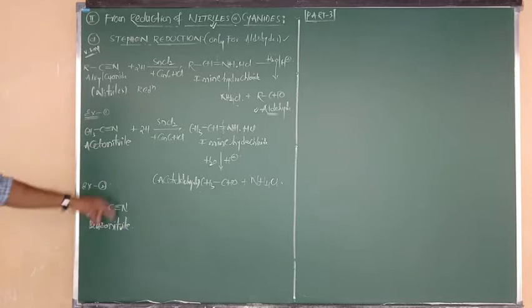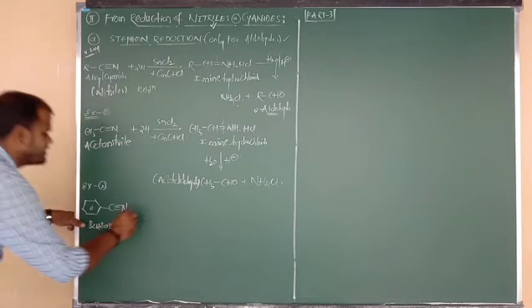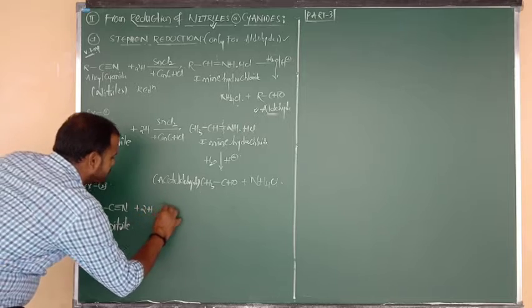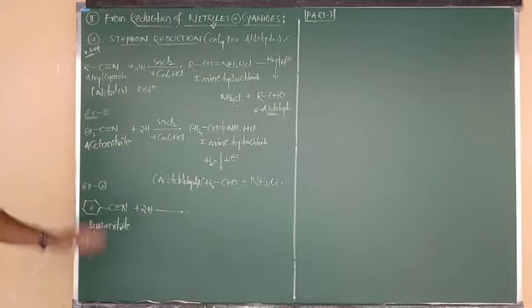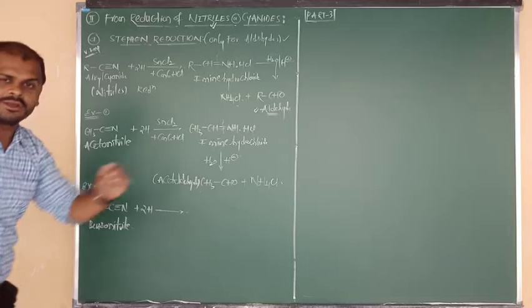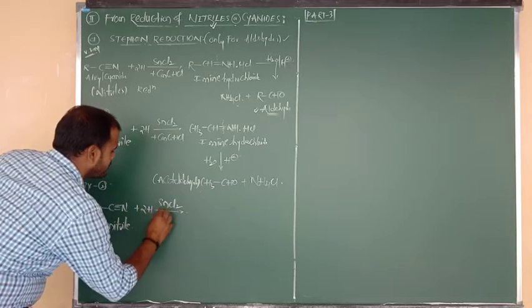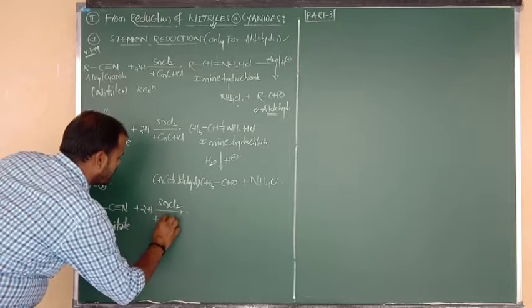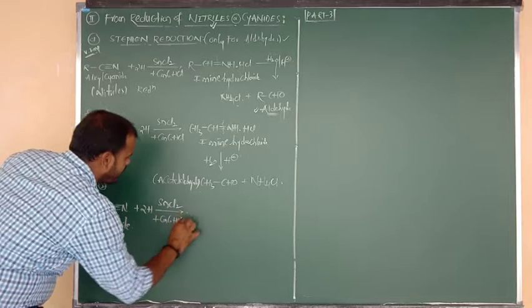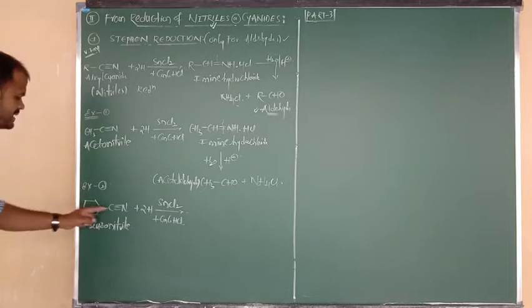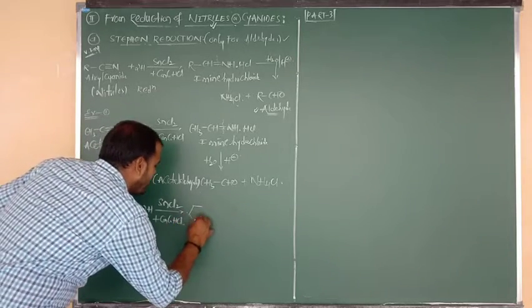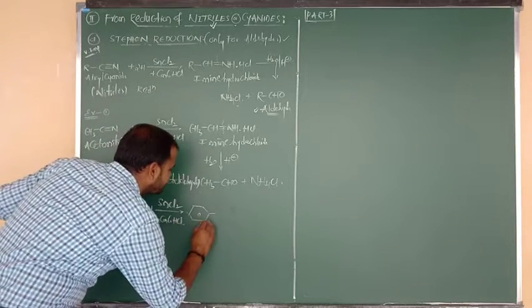Benzonitrile upon reduction. What is meant by reduction? Addition of hydrogen. Addition of hydrogen takes place by using the Stephen reducing agent. What is the formula? SnCl2 plus concentrated HCl. Now benzene connected to C. Yes, I am going to write here as it is.